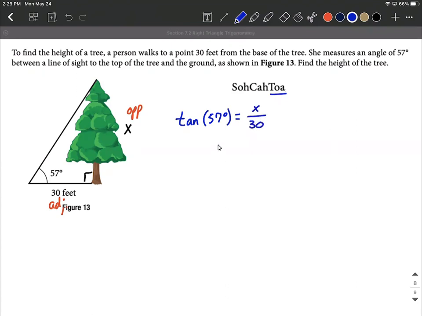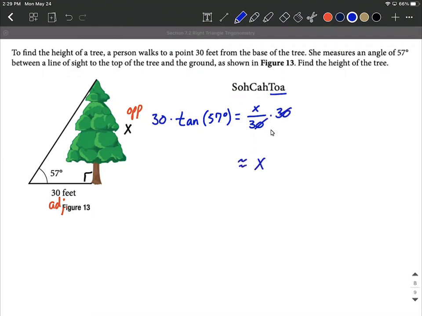Now we have an equation that only has one unknown. We don't know what x is, so we have to do a little bit of work to solve for x. Shouldn't be too bad on the right-hand side. It's just x divided by 30. So we're going to move the 30 to the other side by multiplying both sides by 30. That'll isolate x on one side all by itself.